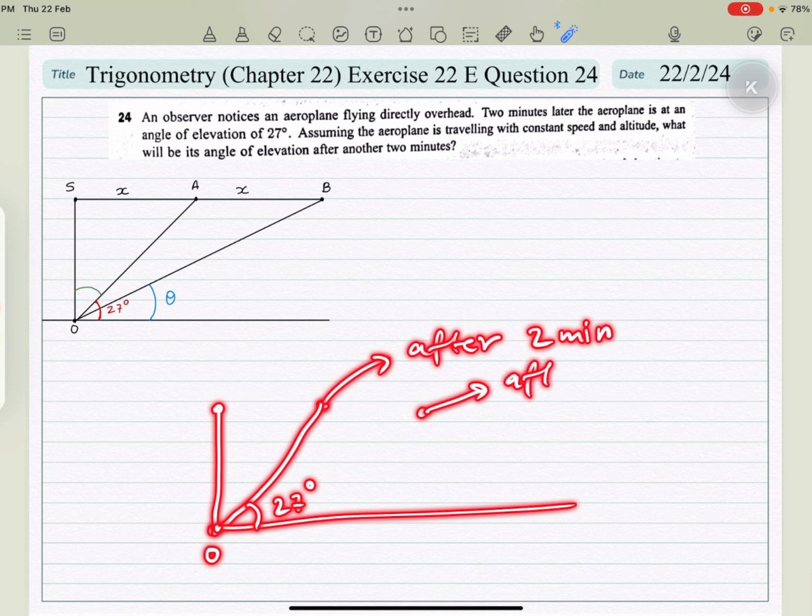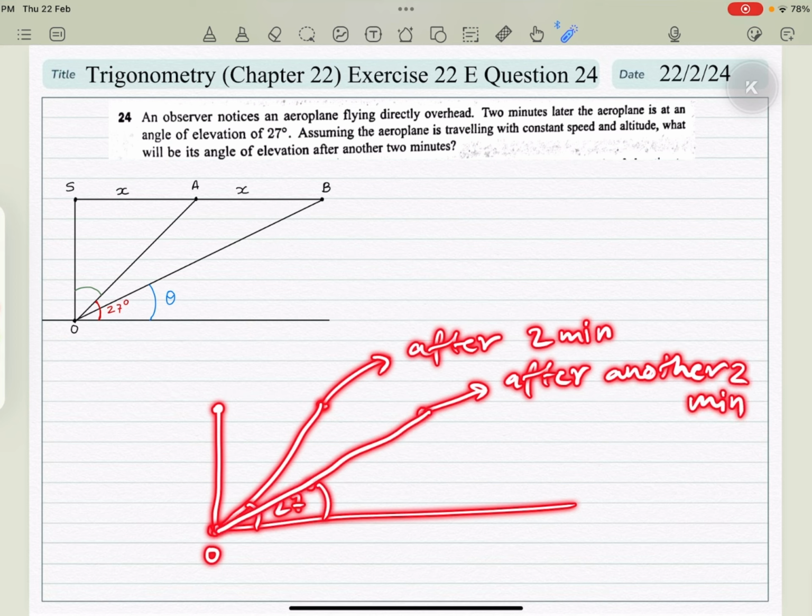Now after another 2 minutes, if the airplane is traveling with a constant speed and altitude, what is the angle of elevation? So this theta angle is what we have to calculate.